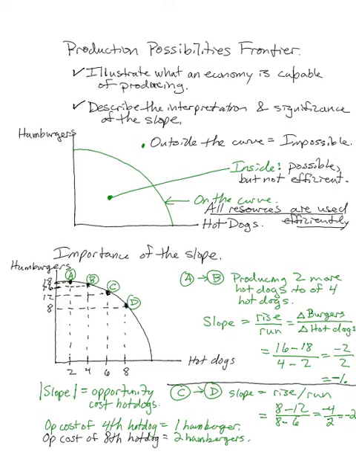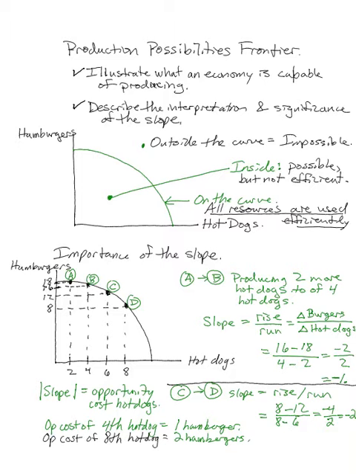This is a pencast on the production possibilities frontier. We're going to illustrate what an economy is capable of producing, that is, production possibilities. And we're going to describe the interpretation and significance of the slope. First, an example, production possibilities frontier.